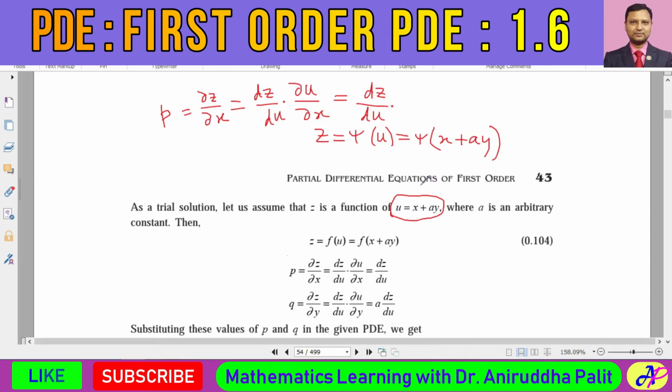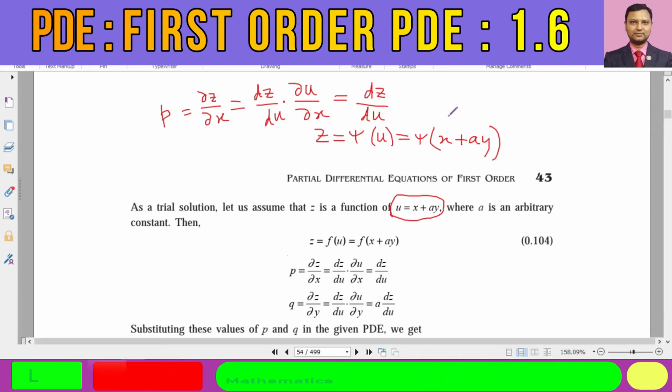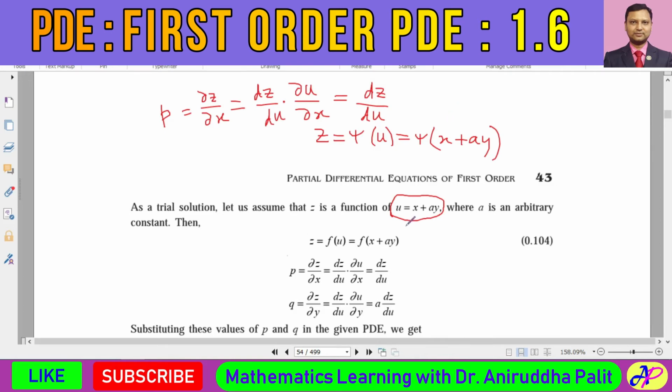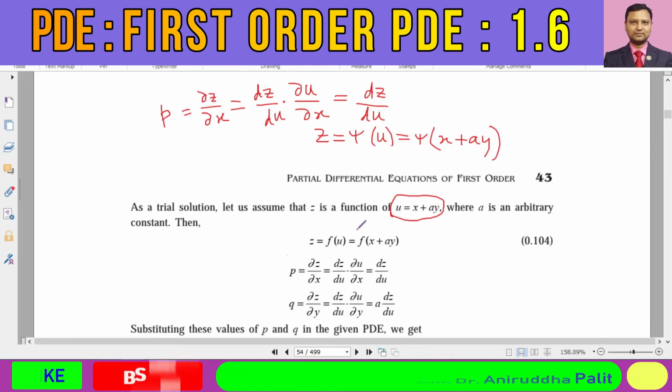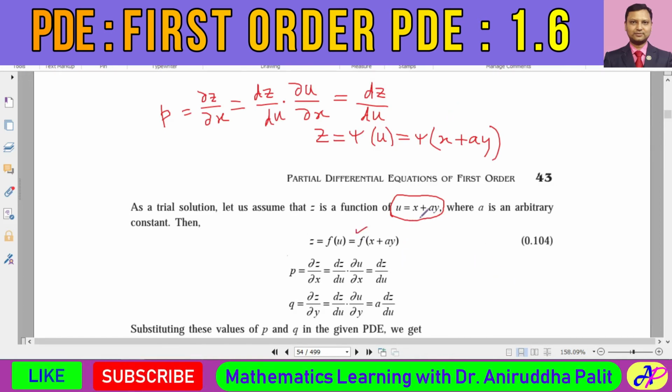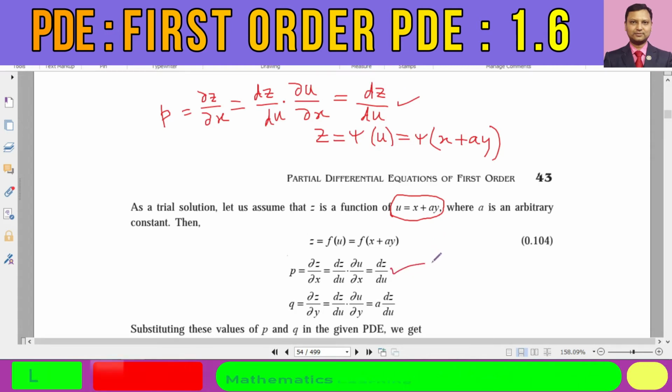Whenever u is differentiated with respect to x, we will have only 1. So we can drop this one, and ultimately we will have p is equal to dz/du. So you see, it doesn't matter whether you choose this expression as a function f or the function psi. Ultimately, we will have this type of relation: p is equal to dz/du.